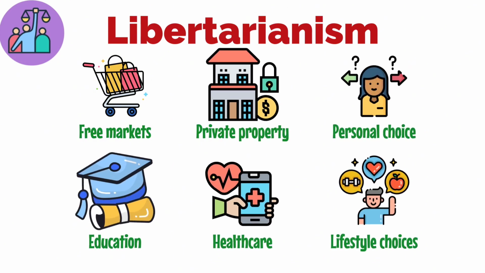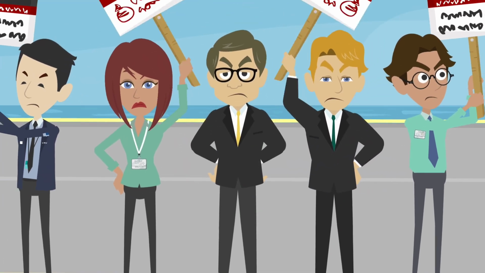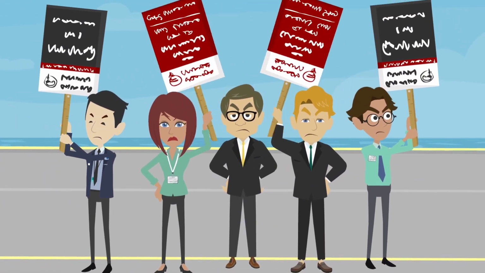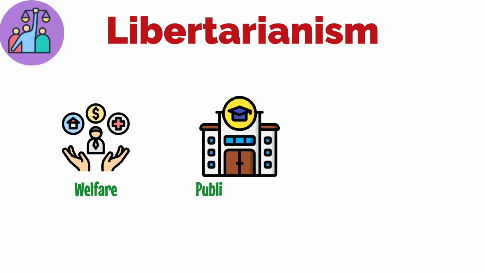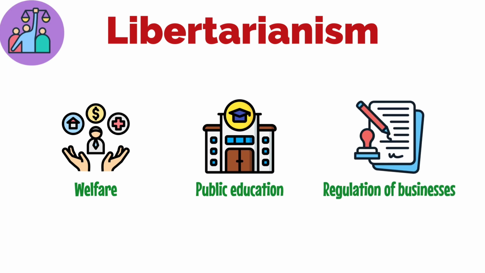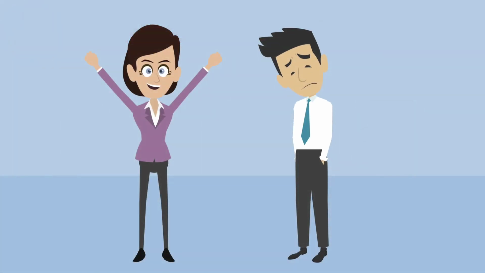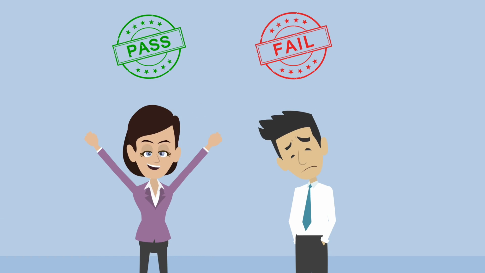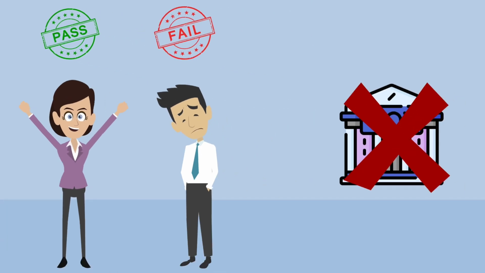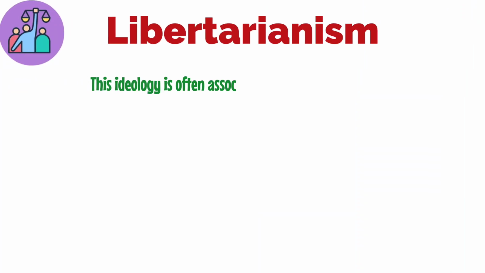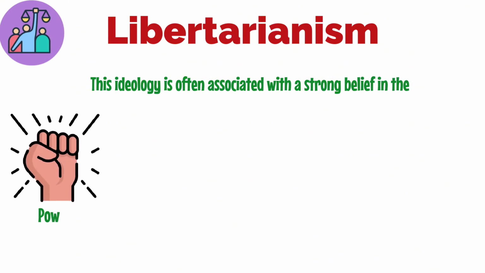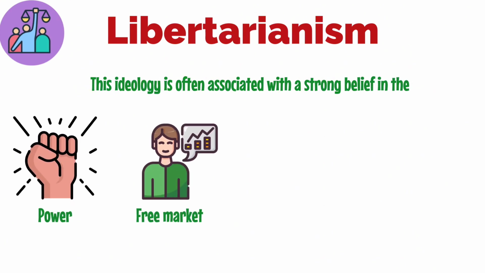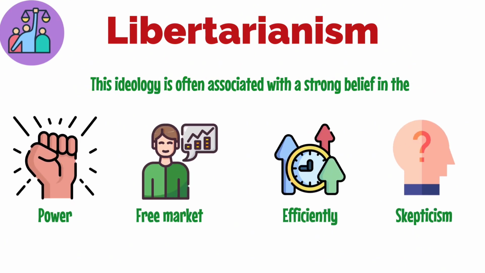Libertarians advocate for free markets, private property, and personal choice in all areas of life, from education to healthcare to lifestyle choices. In practice, libertarianism calls for reducing or eliminating many government programs, including welfare, public education, and regulation of businesses. Libertarians argue that people should be free to succeed or fail based on their own efforts, without interference from the state. This ideology is often associated with a strong belief in the power of the free market to allocate resources efficiently, and a skepticism of government power.